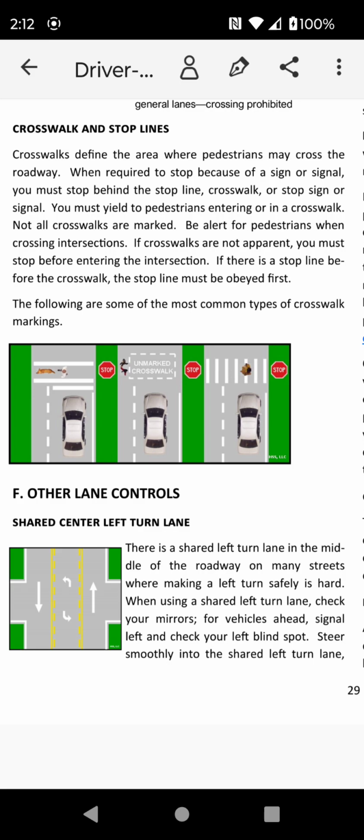Hope you understood that. Because I didn't. No, I'm just kidding, I did. If there is a stop line before the crosswalk, the stop line must be obeyed first. All right, remember I was talking to you about this earlier. The following are some of the most common types of crosswalks.